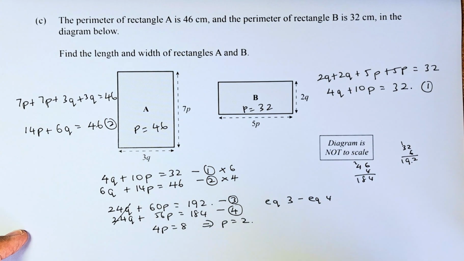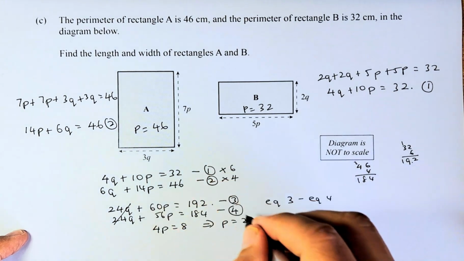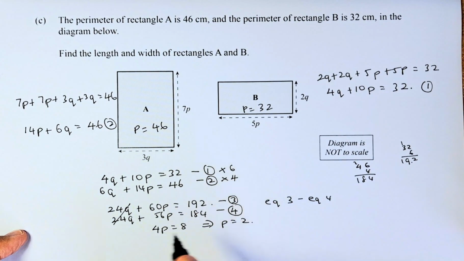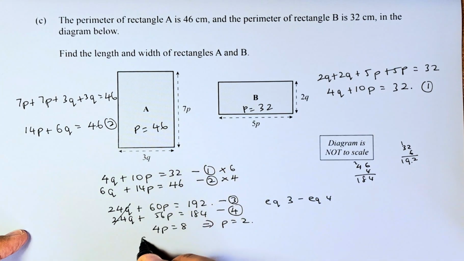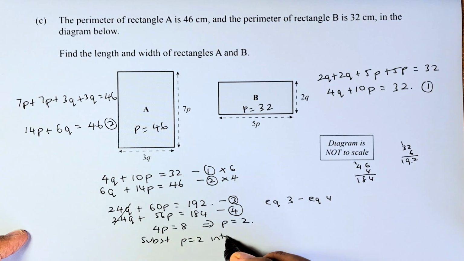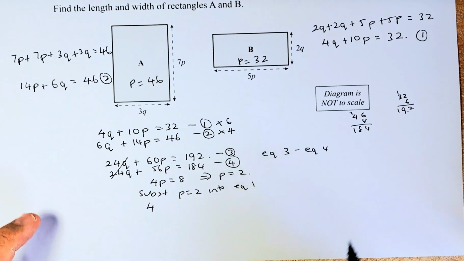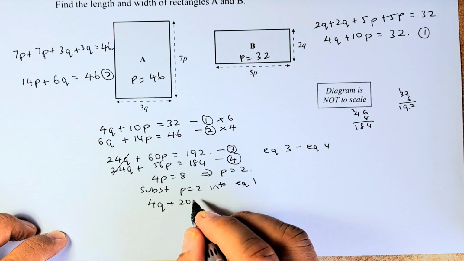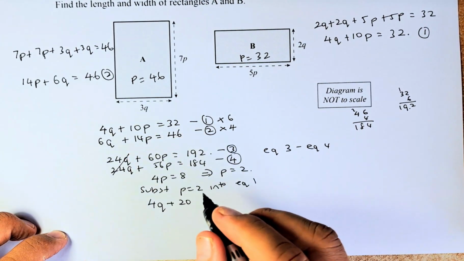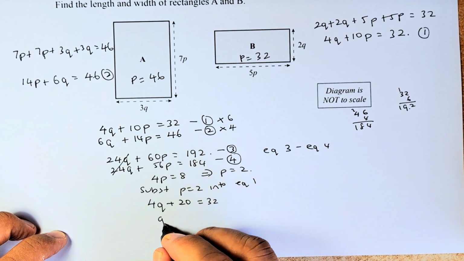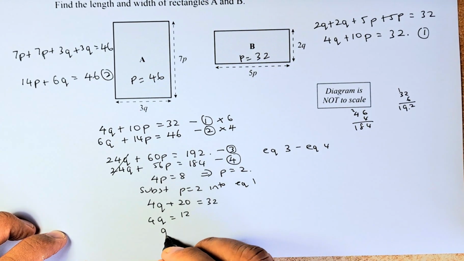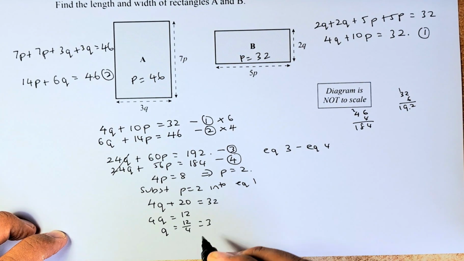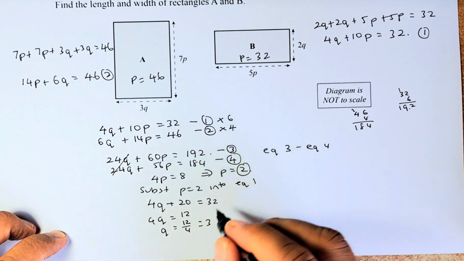Once P equals 2, we can substitute back into any one of the 4 equations. The easiest maybe is to substitute P equals 2 into equation 1. So 4Q, I'll move up a bit because we run out of space. 4Q, and you know P is 2, plus 20, because 2 times 10 is 20, is equal to 32. 4Q equals 12, Q equals 12 over 4, and Q equals 3. So your P is 2 and Q is 3.